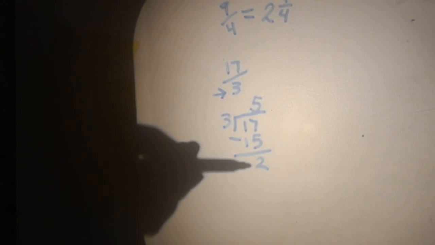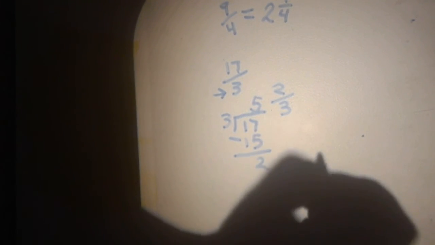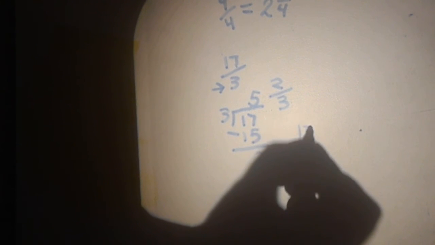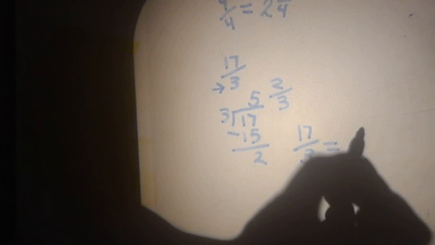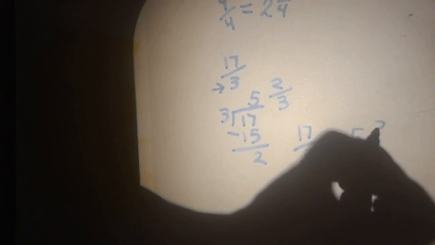So this becomes 5 and 2 thirds, okay? So 17 thirds is equivalent to 5 and 2 thirds, okay? So this is how we're going to go ahead and do these problems where we have to change the improper fraction into a mixed number.